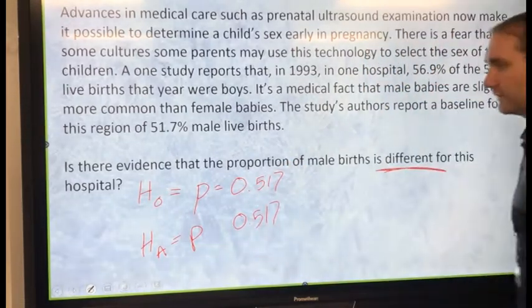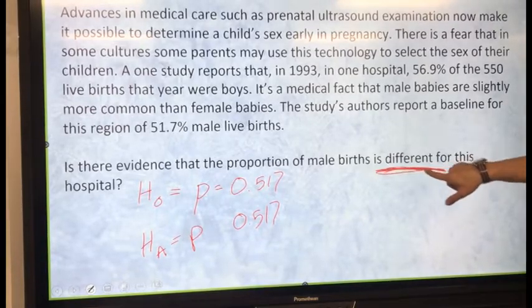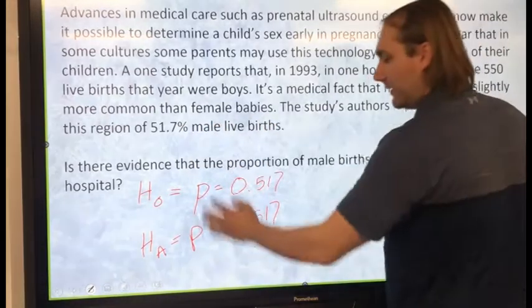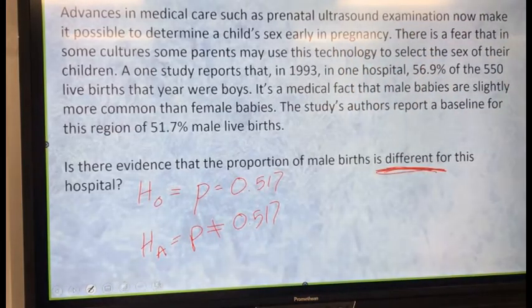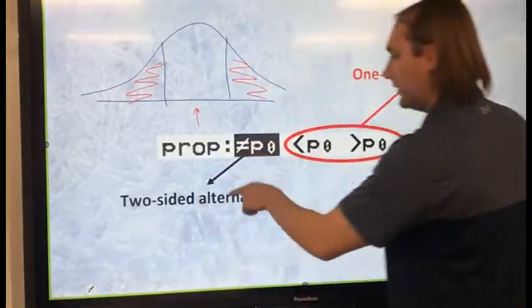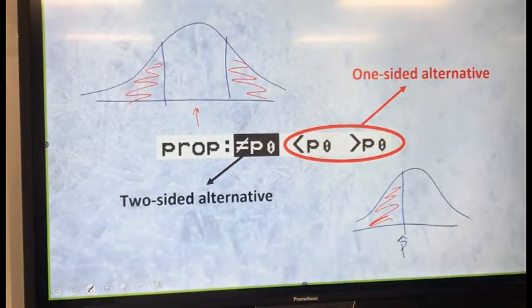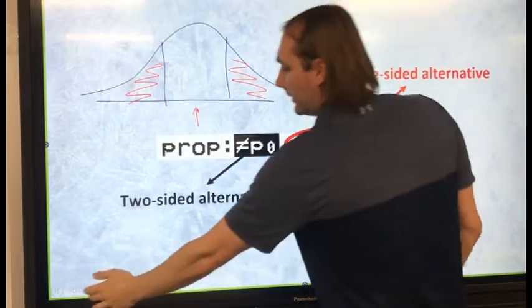Is it greater than? No. Not equal to. Pay attention to what it's saying. Is it different than this? Anything different will be anything that's not equal, right? So that is not equal. So what type of test was that? Two-sided. Yeah, very good. A not equal is a two-sided alternative. So here's my 51.7. I'm taking anything outside of that.